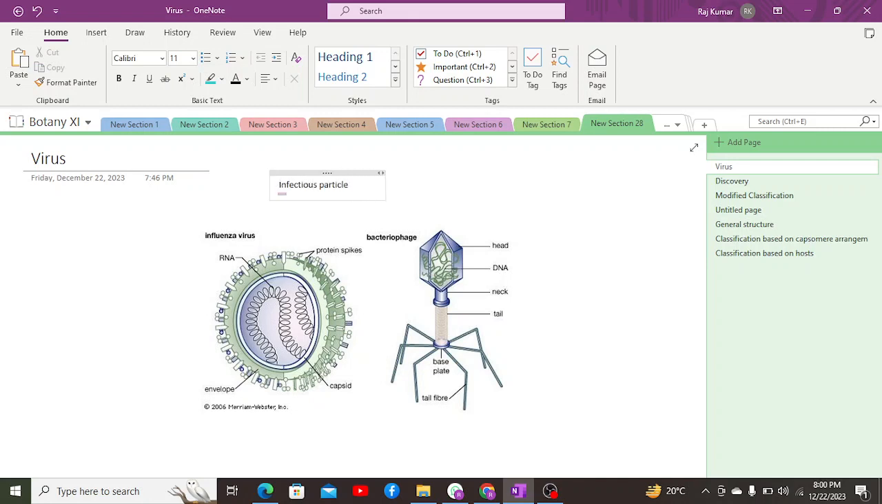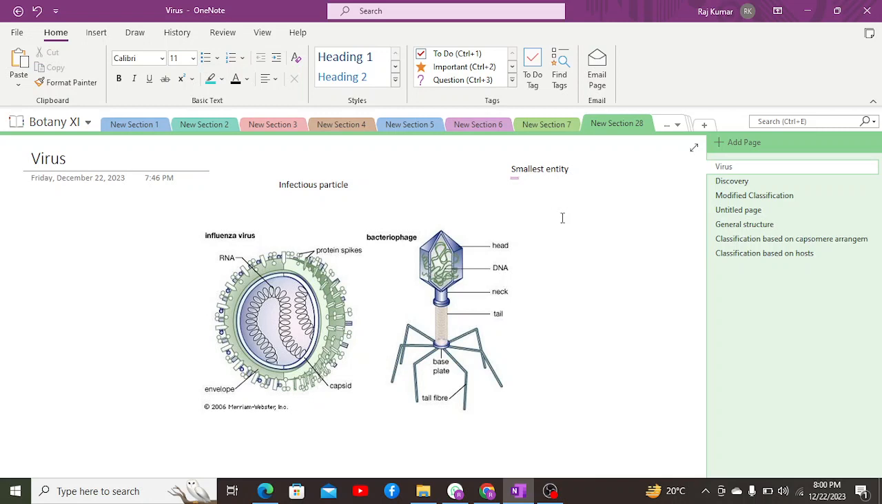It is an infectious particle, as well as the smallest entity, the smallest particle considered in biological sciences. And this smallest particle has no cellular composition. No cellular organelles are there. No nucleus. Nothing is there.